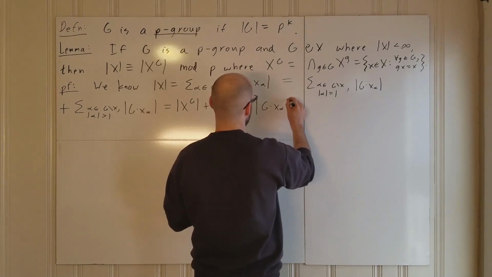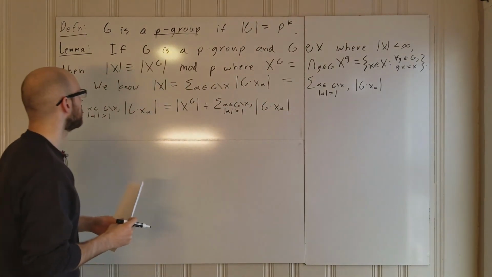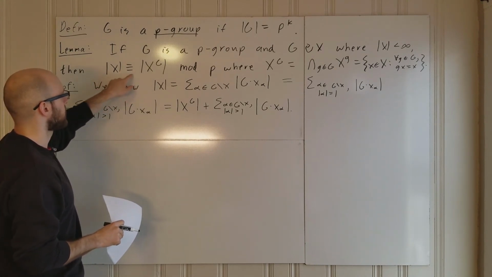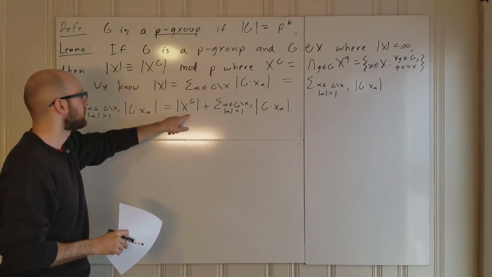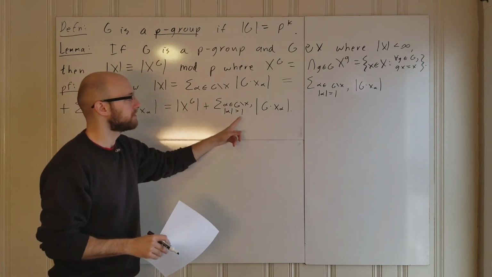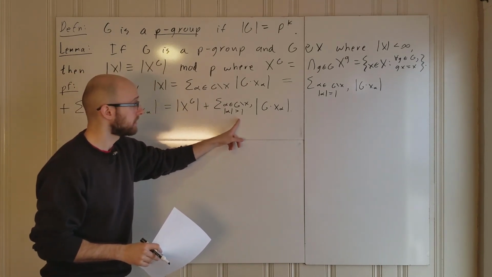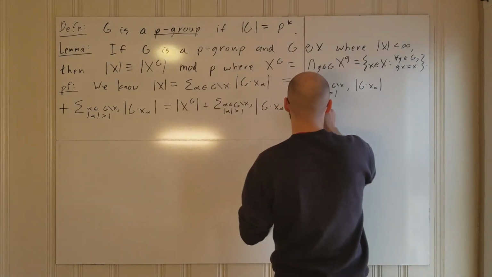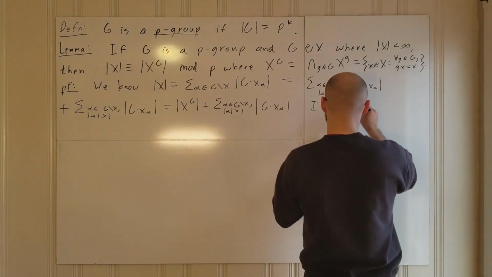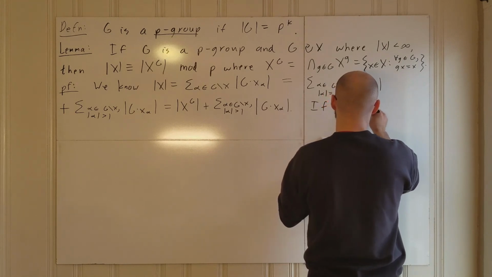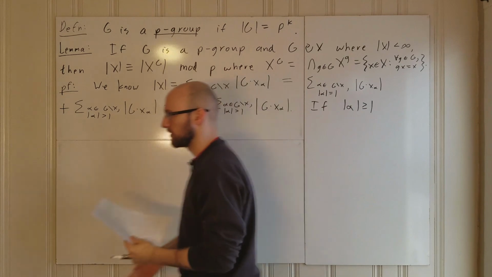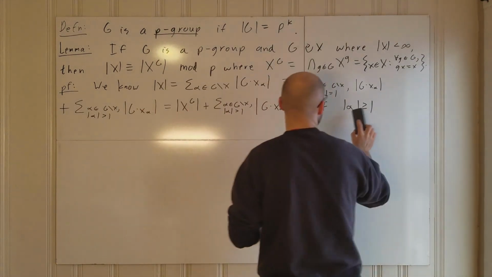Okay, so now we see where we're going, because we have the size of X is equal to the size of X^G plus something else. So if p divides this, then we're done. Okay? So let's see here. If the size of alpha is greater than or equal to 2, well, if it's strictly greater than 1, I'll just keep with that because that's how we've been writing it before.